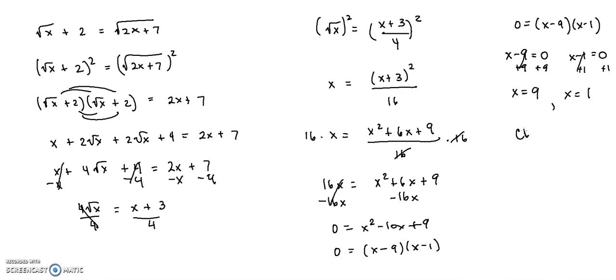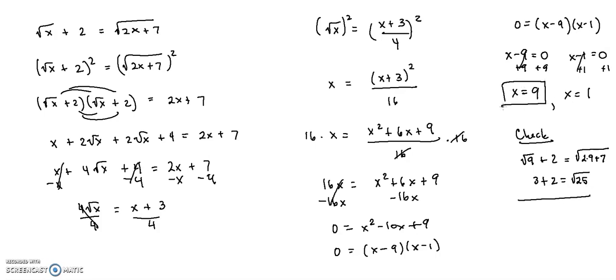We have to remember to check. I'm running out of space here, so this is going to be a quick check. Square root of 9 plus 2 equals the square root of 2 times 9 plus 7. So that's going to be 3 plus 2 equals the square root of 25. I was having trouble adding that. Okay, so is 5 equal to the square root of 25? Yes. We keep the first one.